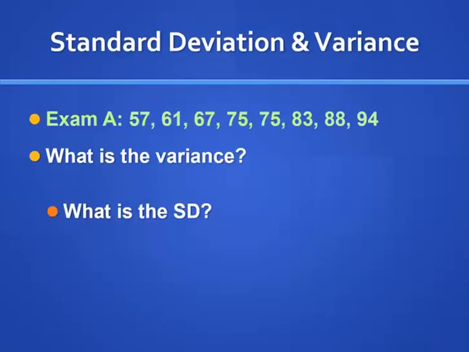Okay, here's the data from exam A. So you know the mean is 75. What I want you to do is pause the video, compute the variance, and compute the standard deviation using the same set of steps that I just gave you. And when you're done, I'll flip to the next slide and it'll show you how it should look.